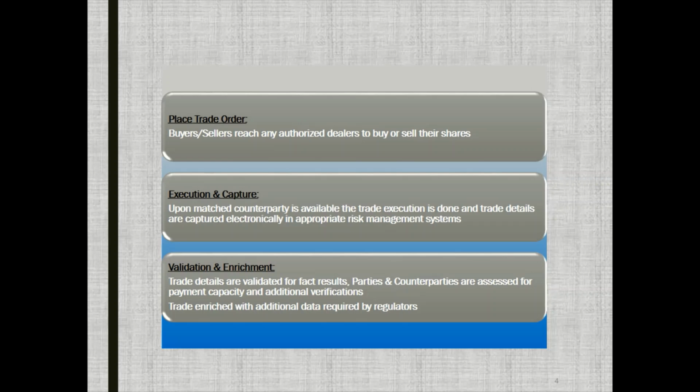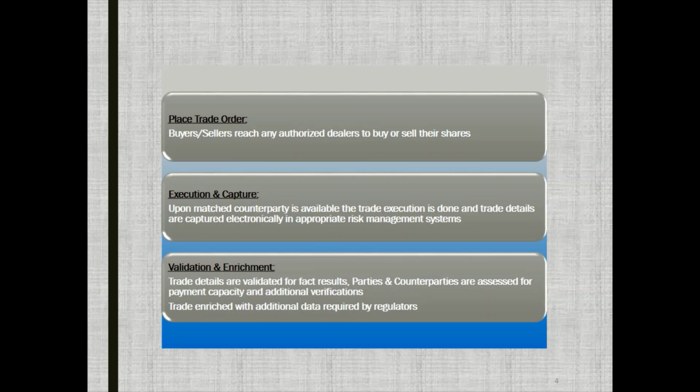Some additional details which are required by the regulators are added to the existing details submitted by the parties and counterparties, and the trade is enriched. The data is made more in number for better clarity and for better processing.